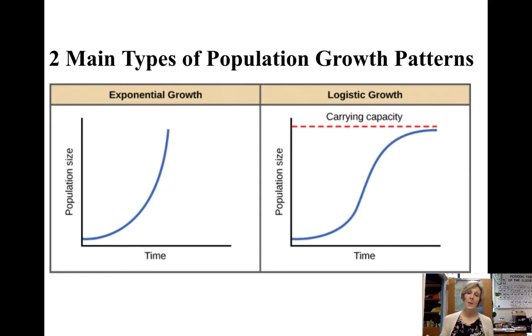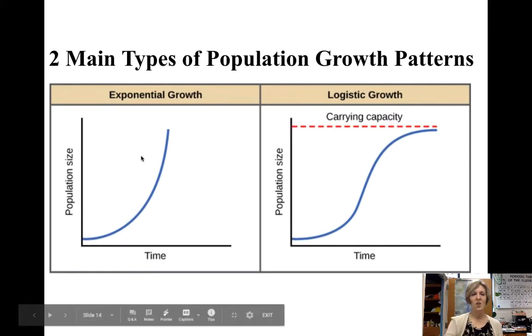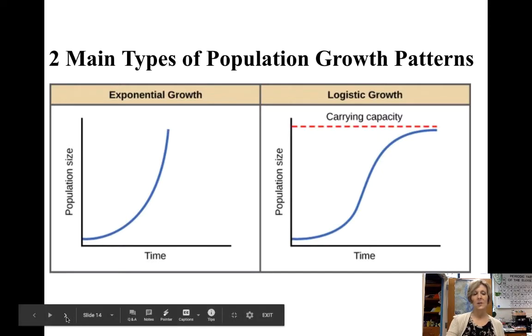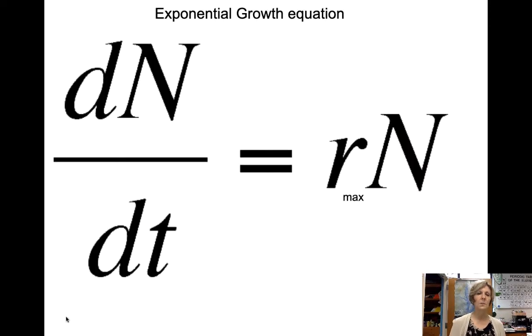When we talk about population growth patterns, we're talking about two basic growths. We talk about a J curve and an S curve. You might have learned those when you were in biology. Or the exponential growth versus the logistic growth. And I'm going to go into a little bit more detail on those right now.